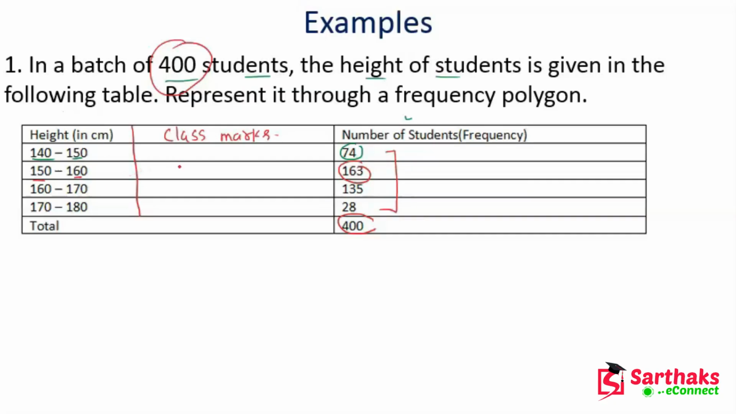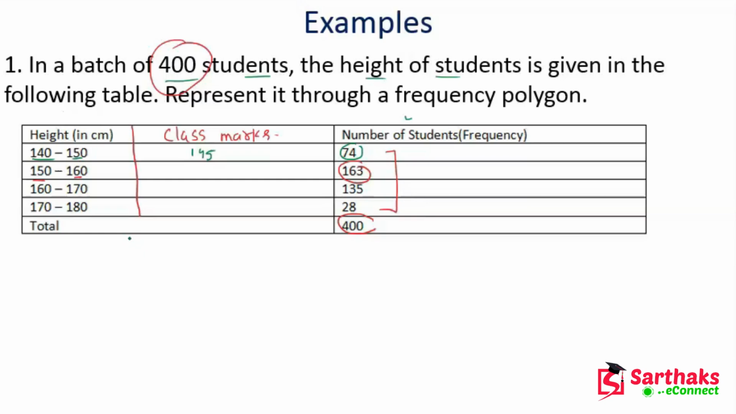So we know that class marks is what? Upper limit plus lower limit divided by 2. So if we add 140 and 150, and we divide it by 2, here we get 145. What is 145?